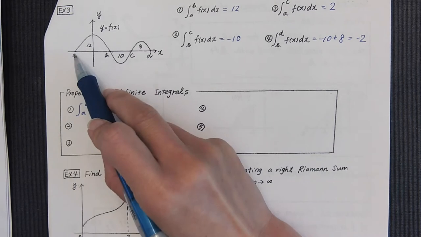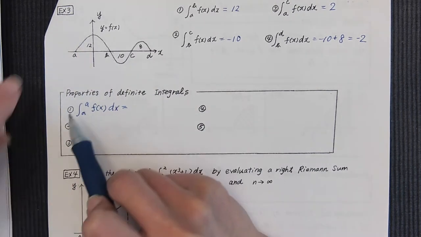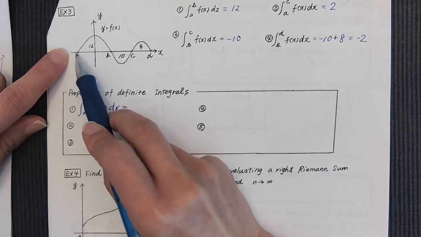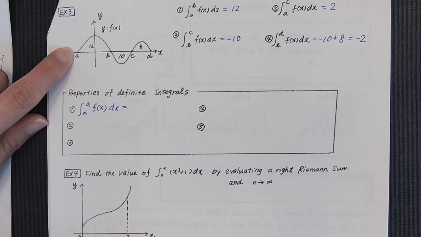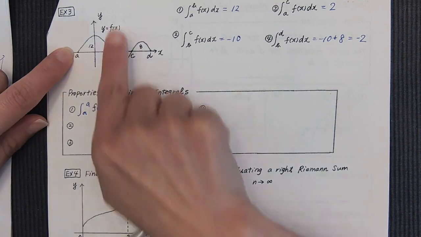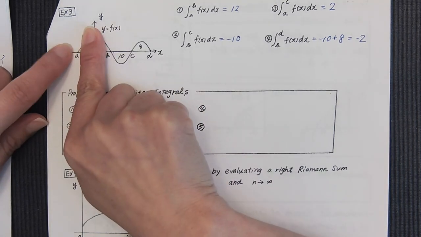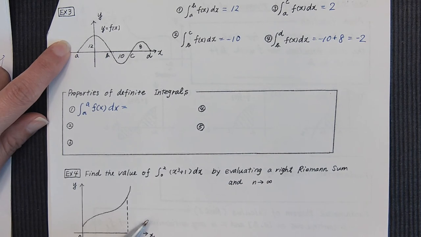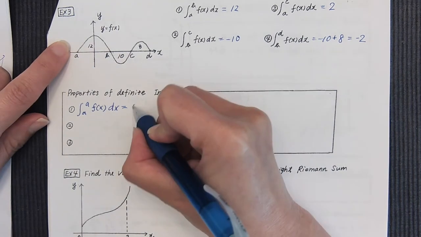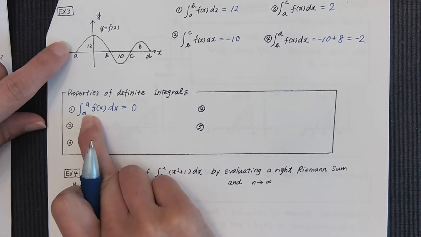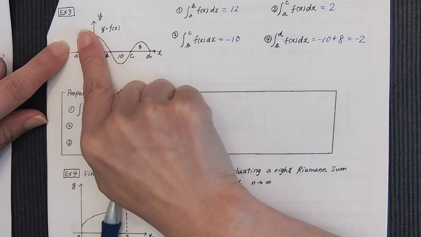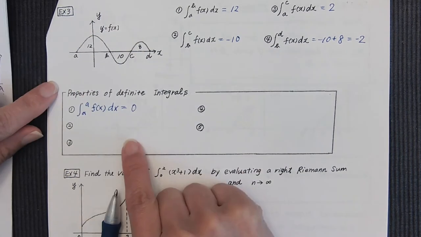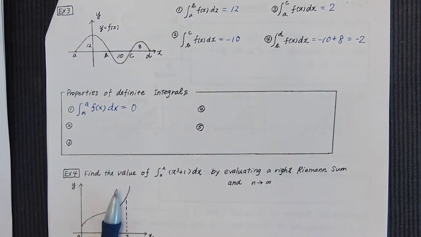Here's my graph. Let's find the area from a to a. So what's my area from a to a? Zero, that's it. Because you don't have an area. You start at a and you end at a. There is no area here, it's just a point. So the answer is zero. Does it make sense?